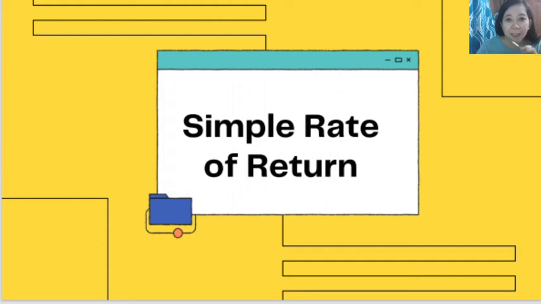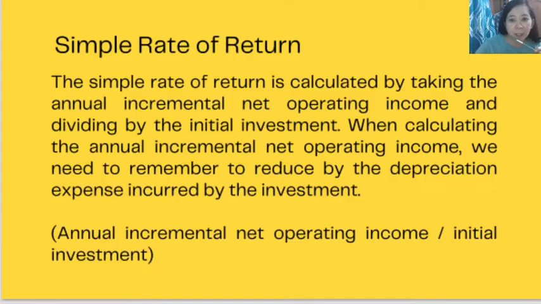Okay, so for the next topic under Module 5, Risk and Return, we will be discussing the simple rate of return. Okay, so when we say simple rate of return, this is actually calculated by taking the annual incremental net operating income and dividing it by the initial investment.